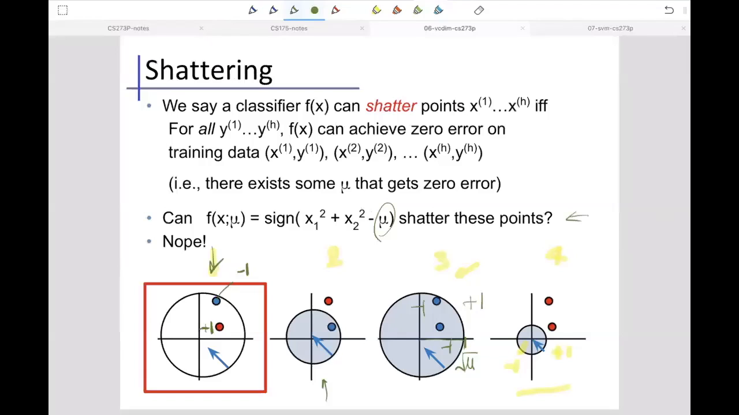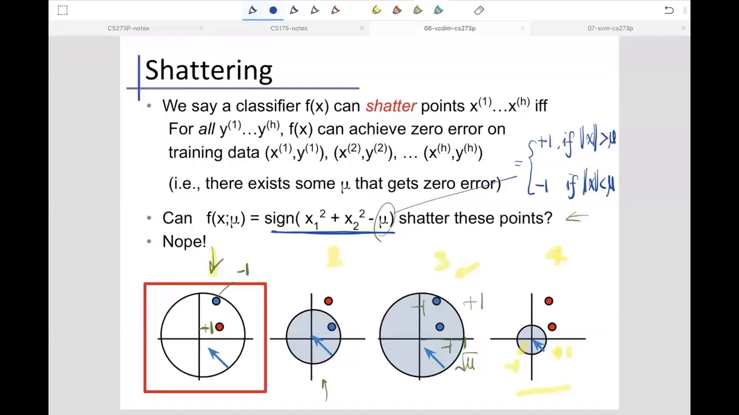So the reason is this: if you look at this classifier, it is saying this. You're going to assign the label to be +1 if the radius here is greater than mu, and -1 if this is less than mu. So if it's inside this radius, it's -1, and if it's outside, it's +1.